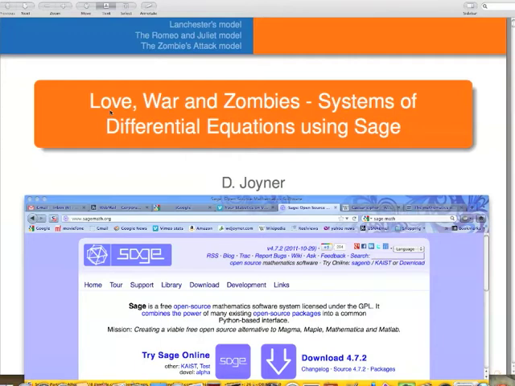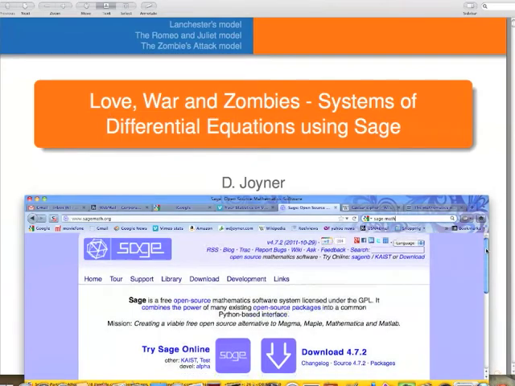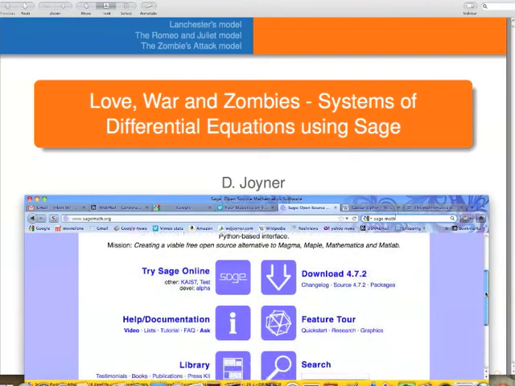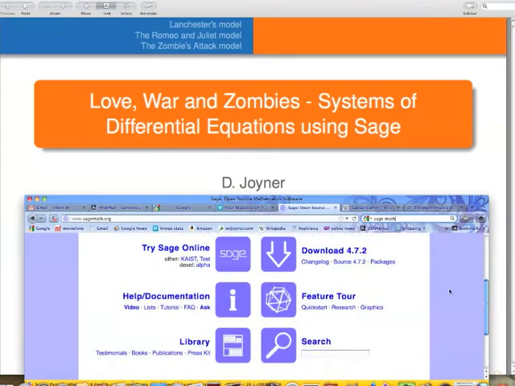Sage is a free mathematics program that you can download from sagemath.org. And you can also try it online for free. No installation necessary. It's at sagenb.org. And at sagemath.org, you can download Sage for various platforms. You can also find lots of help and documentation there.